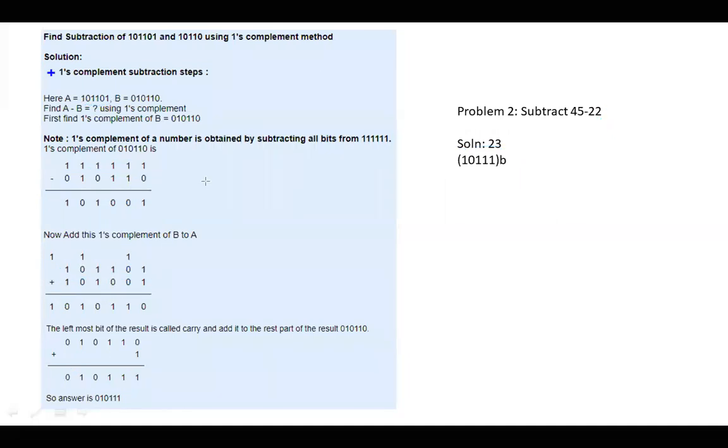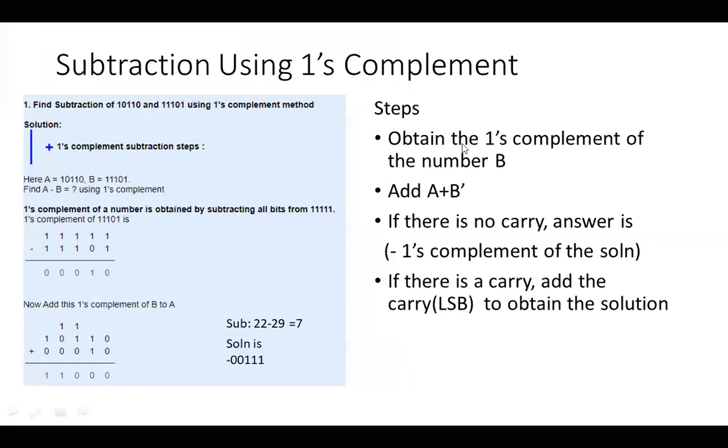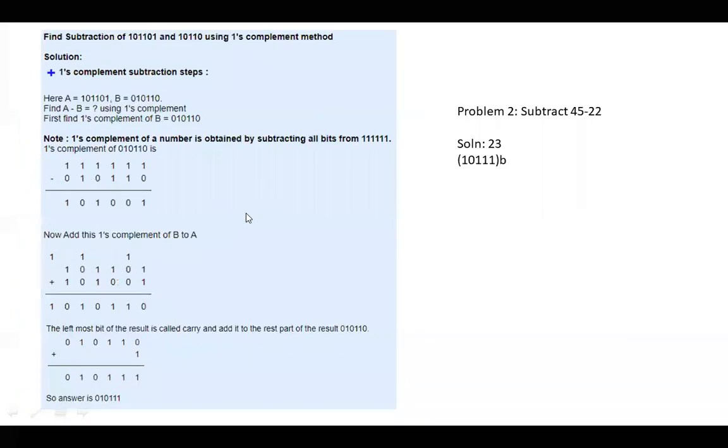What are the steps I have? In the ones complement method, obtain the ones complement of the number B, then add A plus B bar. If there is no carry generated, the answer is the ones complement of the solution with a minus sign. If there is a carry, add the carry to obtain the solution. So if there is a carry, I have to add the carry. No, we are not complementing over here, directly adding the carry to get the solution. So this is using ones complement.